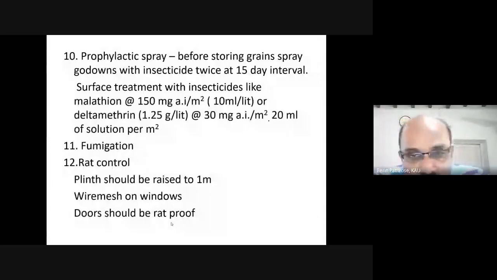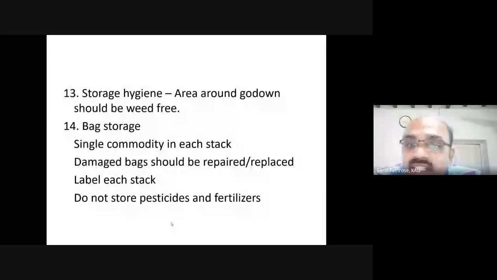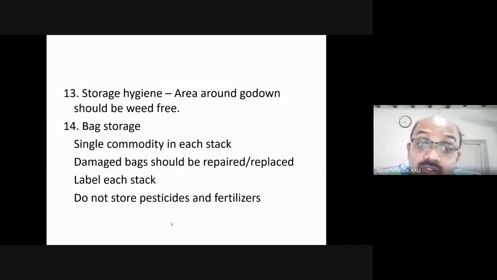Then next, storage hygiene. Whatever area around the godown should be weed free. There should not be any overhanging branches of trees, etc. The area should be weed free. And for bag storage, we have to keep in mind that each commodity should be stacked separately. So if the godown is storing rice, wheat, millets, etc., rice should be in one stack, wheat should be in another stack. Each and every commodity should be stacked separately.